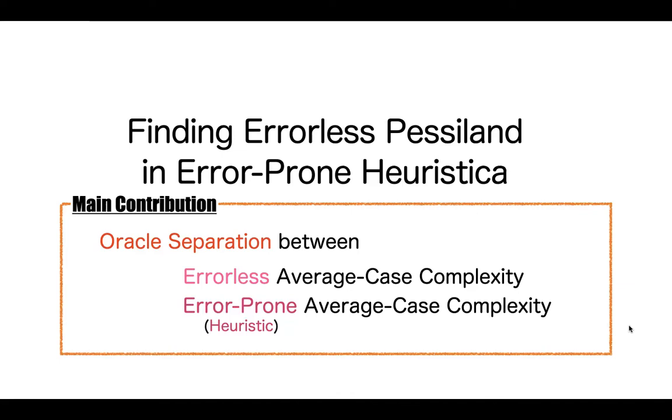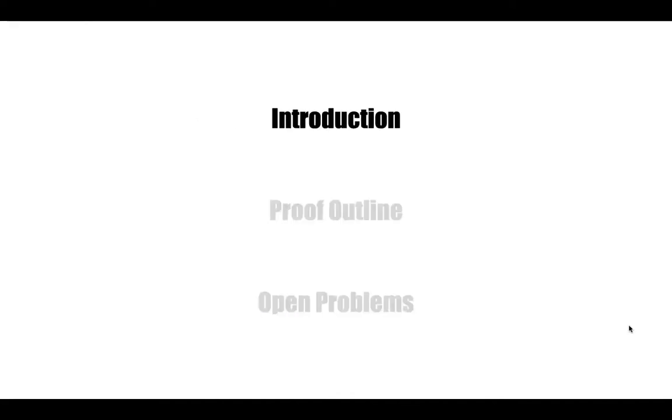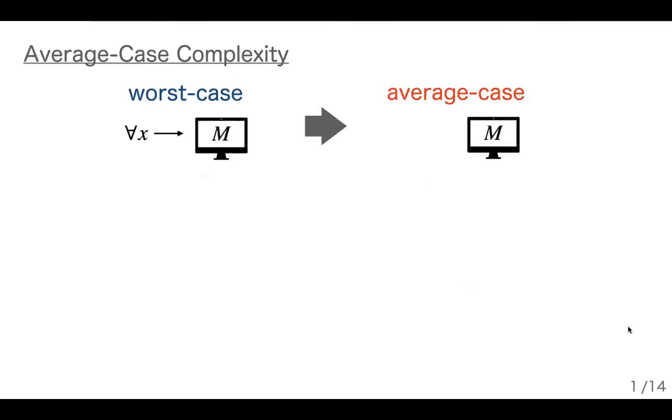Now I explain the background, especially on average case complexity. In conventional study in complexity theory, we usually study the worst case complexity. This is the complexity of solving a problem for any instances. In the average case complexity framework, we consider some distribution which generates instances, and we consider the average performance of algorithms.